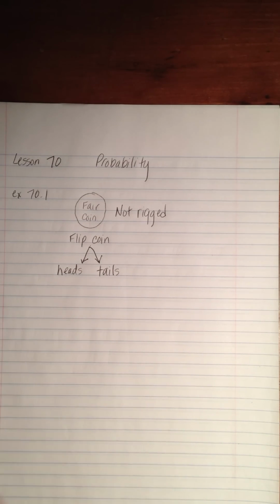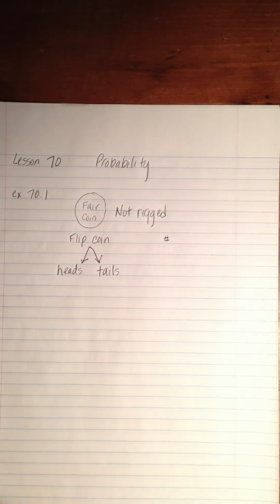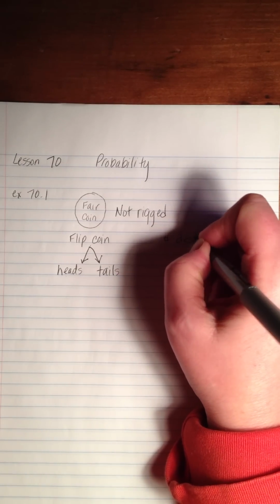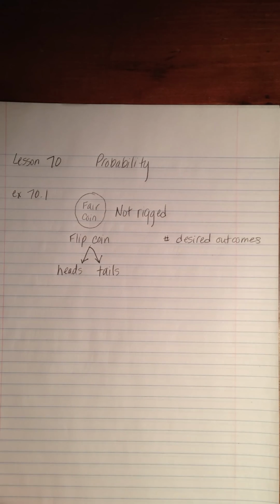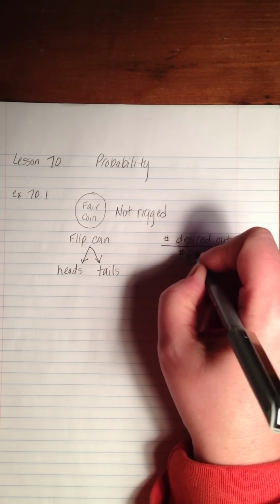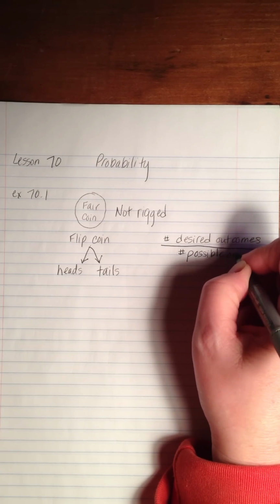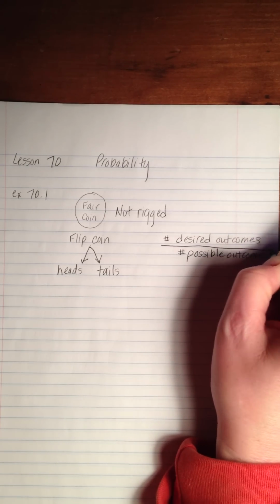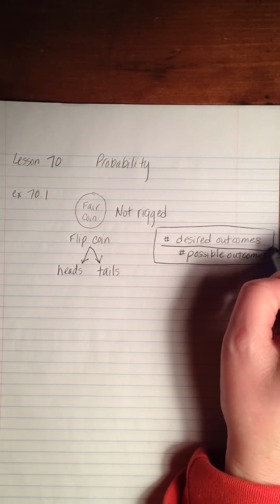What is the probability that on the next toss it will come up heads? Well, whenever we're figuring out probabilities, this is the little formula that we use. We calculate the number of what I like to call desired outcomes. How many times are we going to get what we want in this little scenario? And we put that in a fraction where the denominator is the number of possible outcomes, okay? This is how you calculate the probability of something.